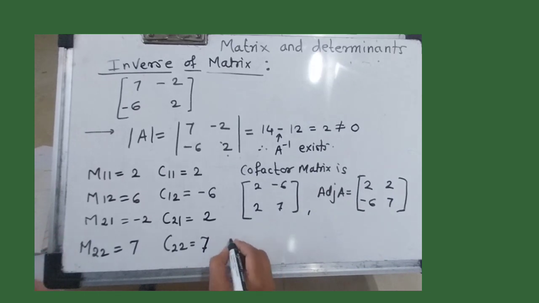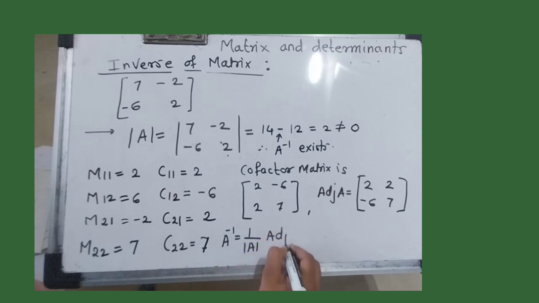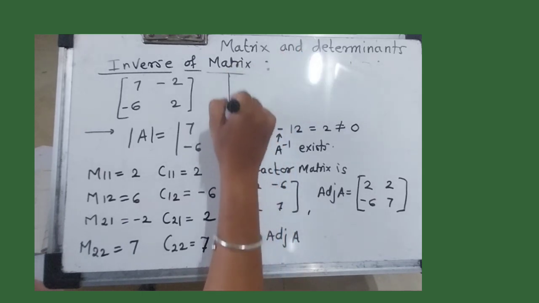After that, write down the formula. A inverse equals 1 upon determinant A into adjoint of A. I write here.